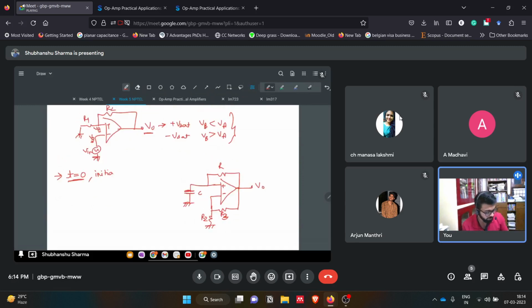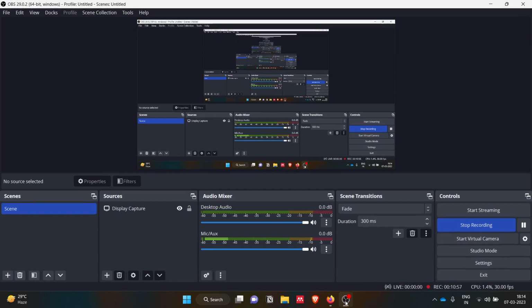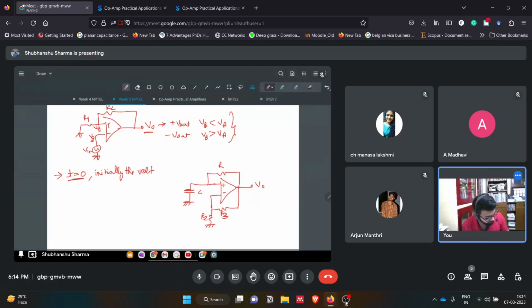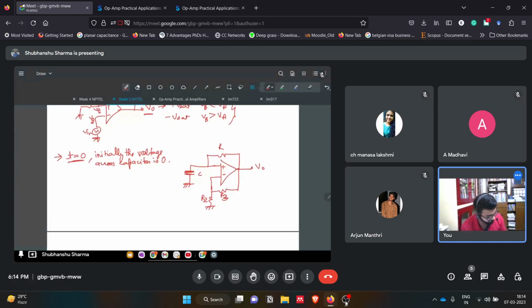Now at t equals 0, we are assuming that initially the voltage across the capacitor is 0. This capacitor has no voltage. And also the output is at plus Vsat. Let's just, for assumption, say the output is at plus Vsat.